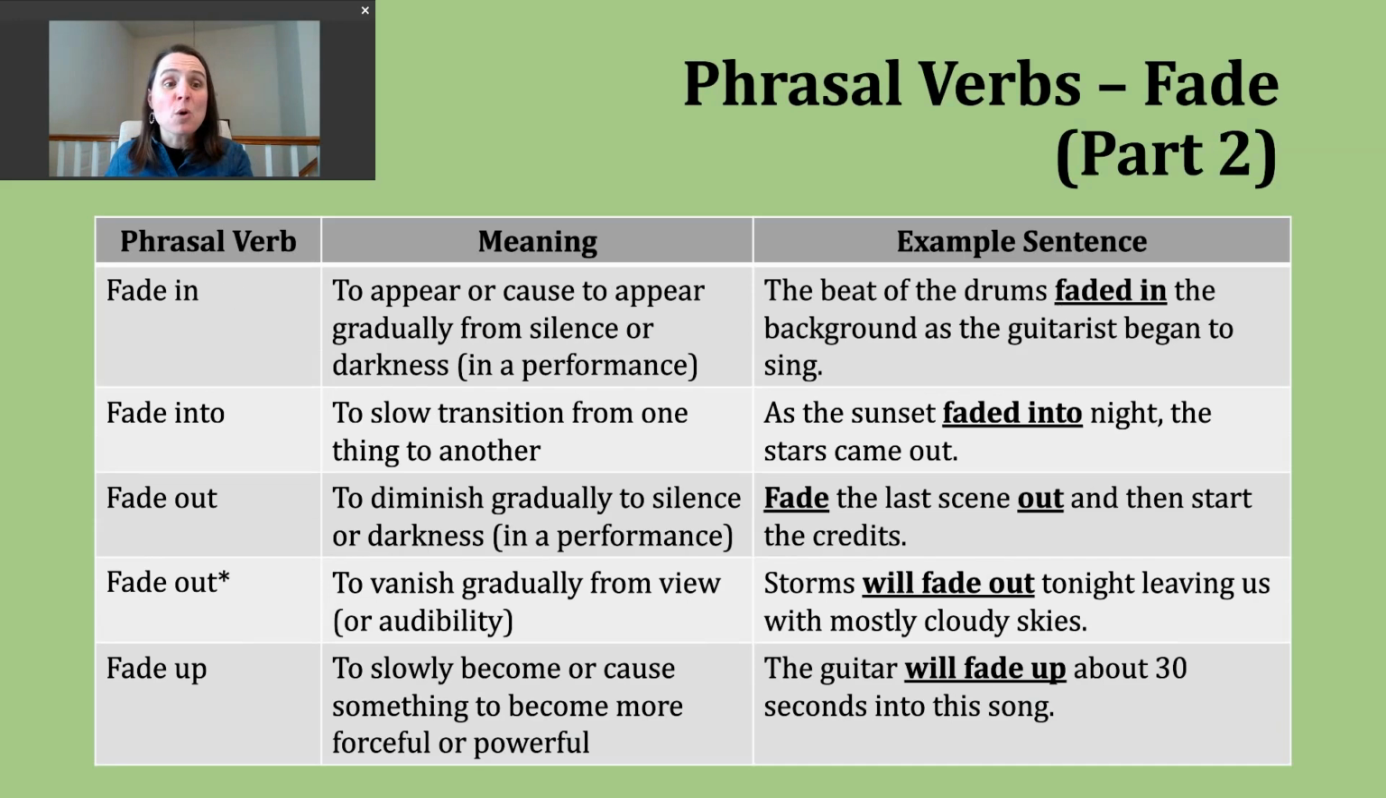Now let's keep looking at some more phrasal verbs. The next one is to fade in. Okay. This will mean we are appearing or causing something to appear gradually from silence or from darkness. So this phrasal verb can be a little specific to music or film. Whether it's a movie or a TV show, it tends to have a very specific usage here, talking about how something is starting or beginning.